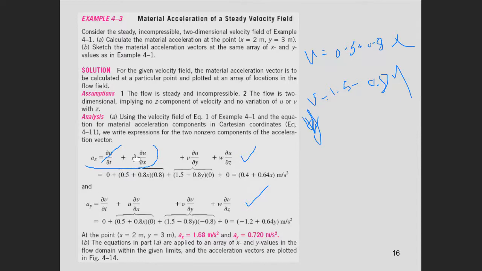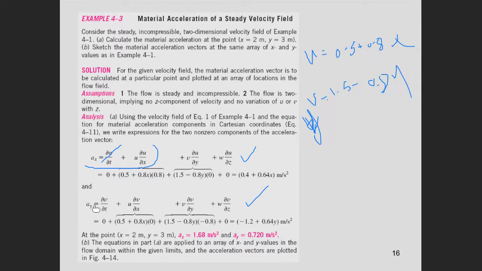So we only have u del u by del x. U is 0.5 plus 0.8x, and del u by del x is equal to 0.8. Do you notice? The rest are 0, 0, 0. So that will become 0.4 plus 0.64x. Yeah, exactly. Multiply by 0.8. Yes, I get it.